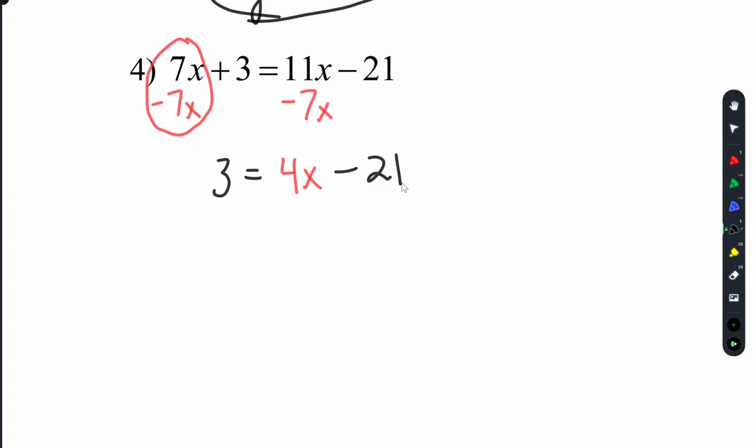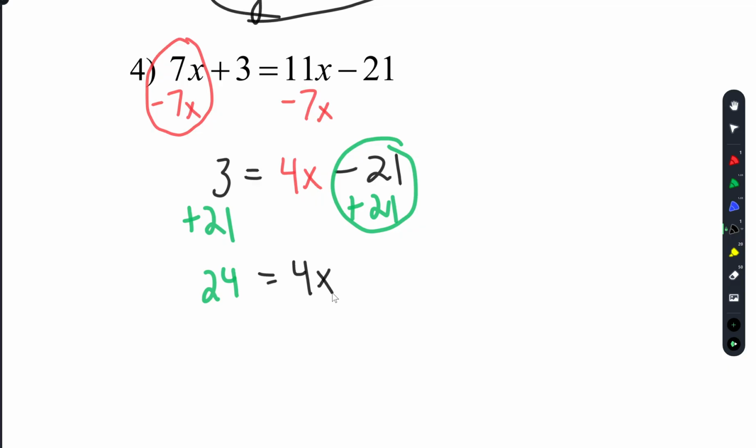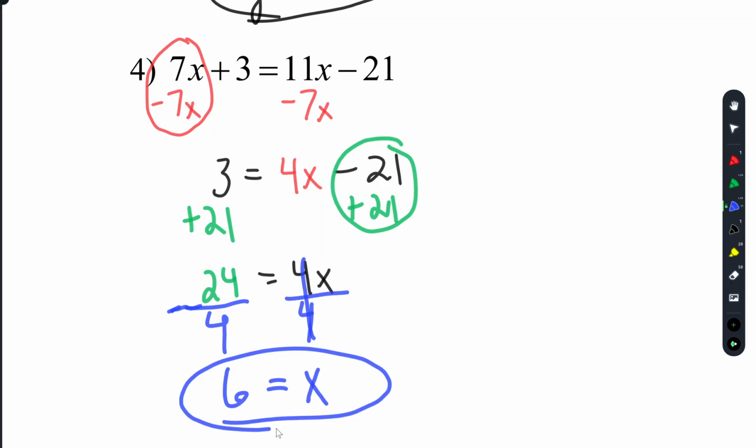So I committed to having my x's on the right, and now I'm going to add 21 to both sides because I want it gone, 0. Okay. And what I'm left with is 24 equals 4x. And then your grand finale is to get that 4 out of there. You're going to divide both sides by 4. And you get x equals 6. If it really is going to bother you, you can write x equals 6 instead of 6 equals x, but it's fine. Okay. All right.